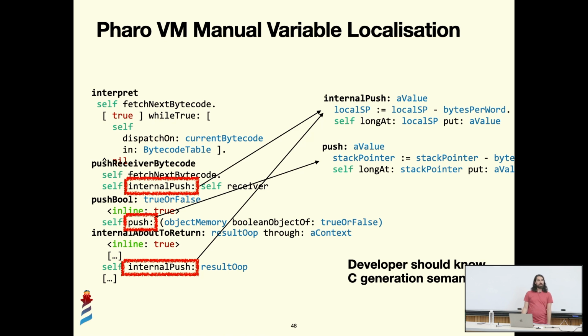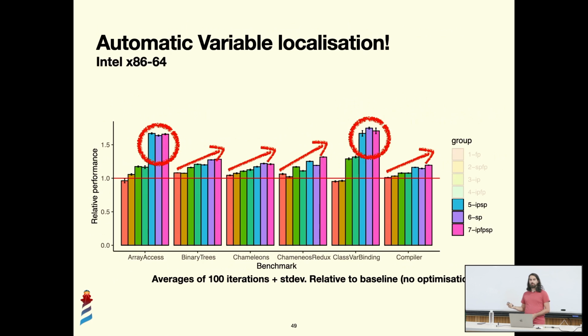So every time I had a new student asking me, what does it mean, the internal push and the push? Well, I didn't want to explain it anymore. So one of the things that we did was automatic variable localization, doing the optimization automatically. First, that made the VM code simpler, simpler to explain to anybody. And the other thing is that now we can also measure different configurations.